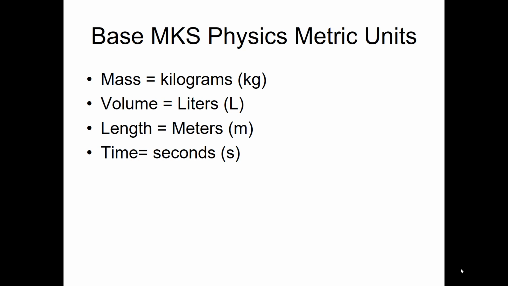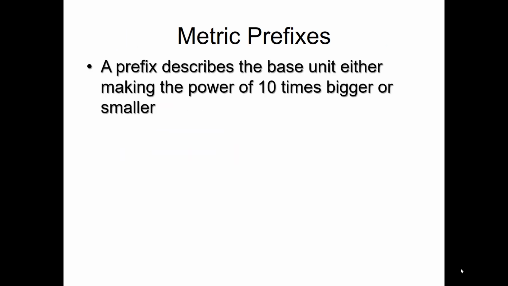metric. The MKS units are used in physics because in physics we're dealing with planets. In chemistry you might be using grams, but in physics you might be talking about hundreds of thousands of kilograms in an object of some sort in a galaxy. So MKS stands for meters, kilograms, seconds. So let's dive in a little bit deeper into metric prefixes.